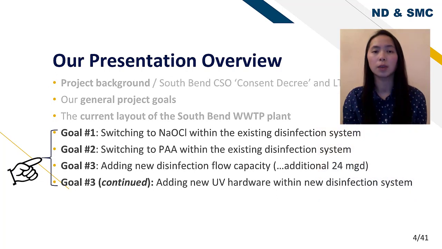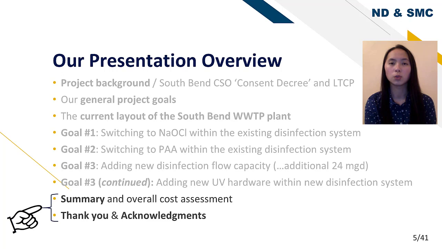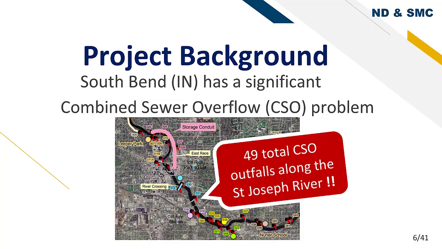Our goals include chemical alternatives to keep the existing disinfection tank. Goal 1 proposes implementation of sodium hypochlorite, Goal 2 proposes utilization of peracetic acid, and Goal 3 proposes adding a new disinfection tank with UV hardware to upgrade flow capacity. After our goals, we will summarize our findings and compare our alternatives. Lastly, we will acknowledge those who have mentored and guided us along the way.